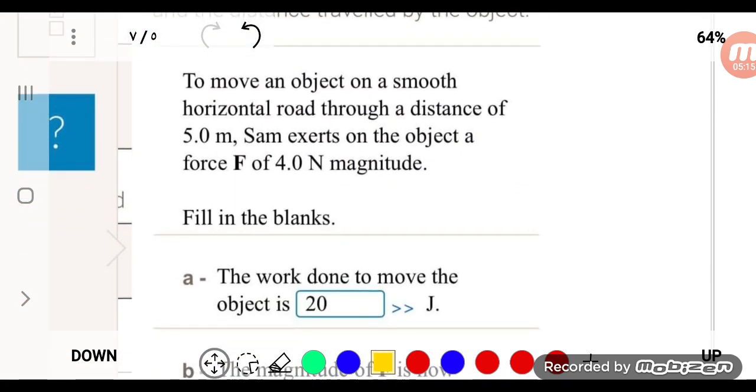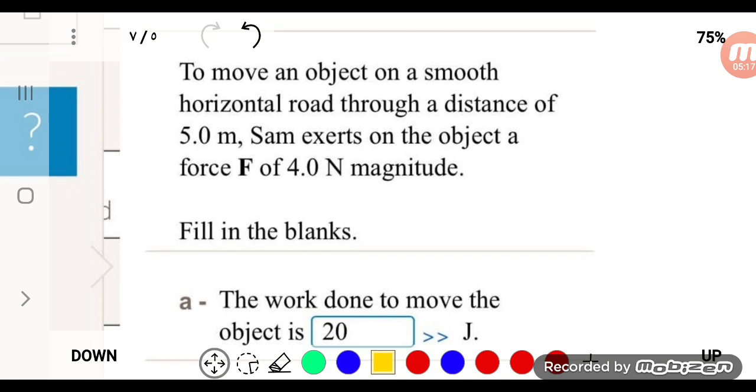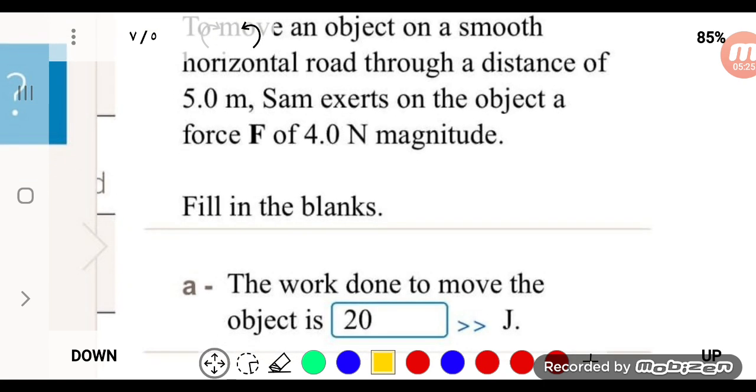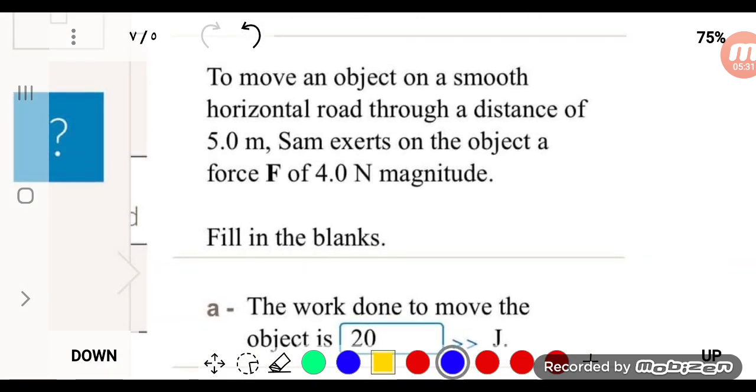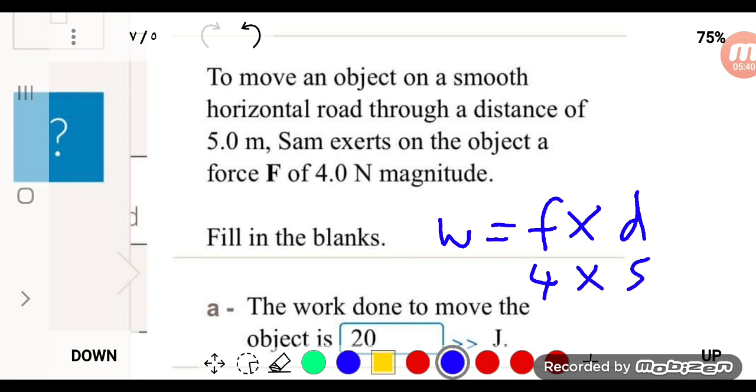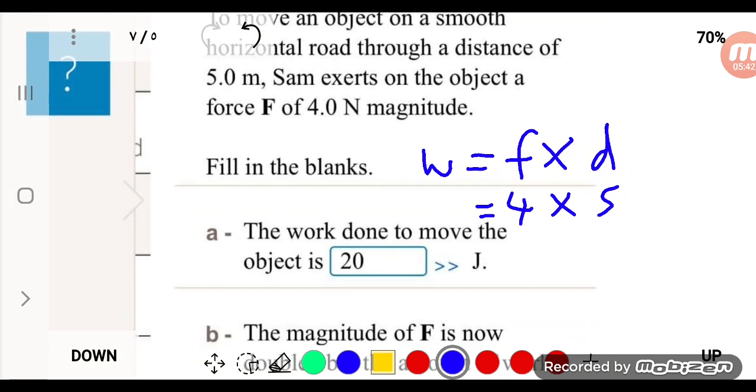Next question. To move an object on a smooth horizontal road through a distance of 5 meters, Sam exerts on the object a force F of 4 newton magnitude. What is the work done to move the object? We know that work is equal to force times distance. The force is 4 and the distance is 5, and like this you get 20 joule, and that is the answer.